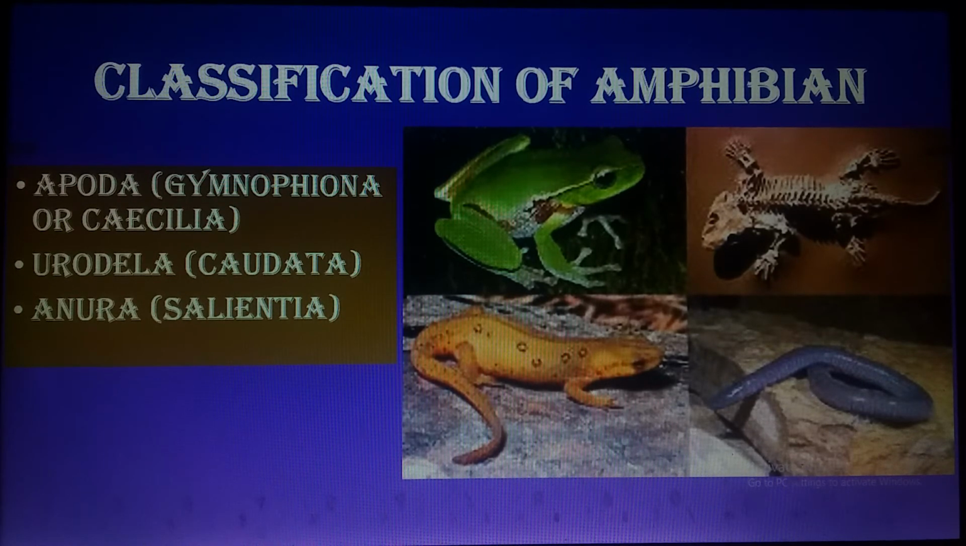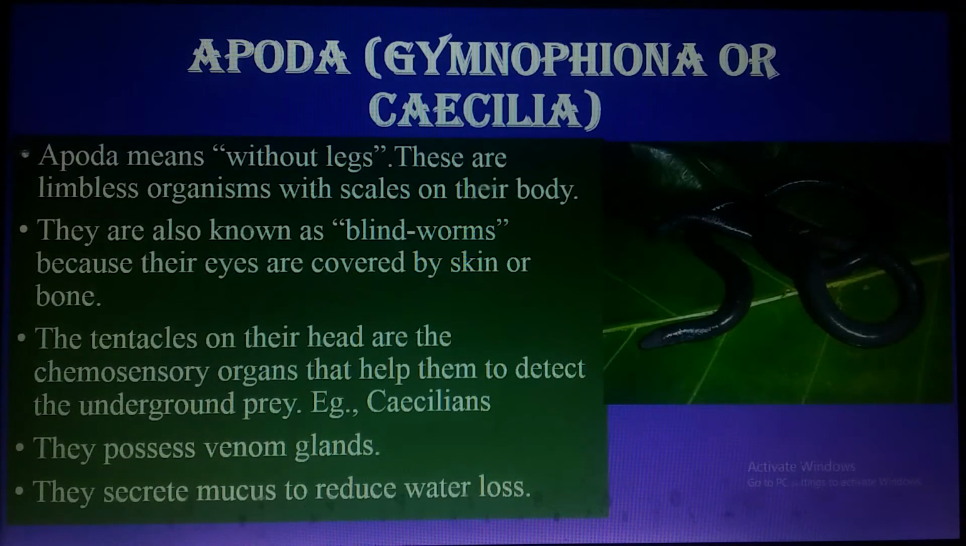And Anura, it is also known as Salientia. Anura is also known as Salientia. So first, I am going to discuss the Apoda, which is also known as Caecilia.